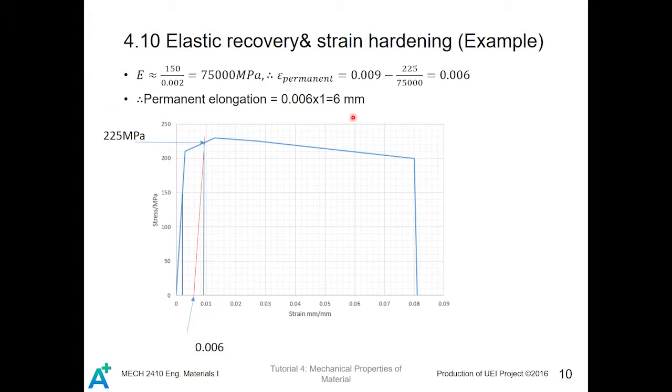Using this method, we calculated that E is equal to 75000 MPa, and that's why the permanent strain is equal to 0.009, which is the reading from the intersection here, minus 225 over 75000, which is this value over the slope here, which is also equal to 0.006. And that's why the permanent elongation is still equal to 6 mm by definition.